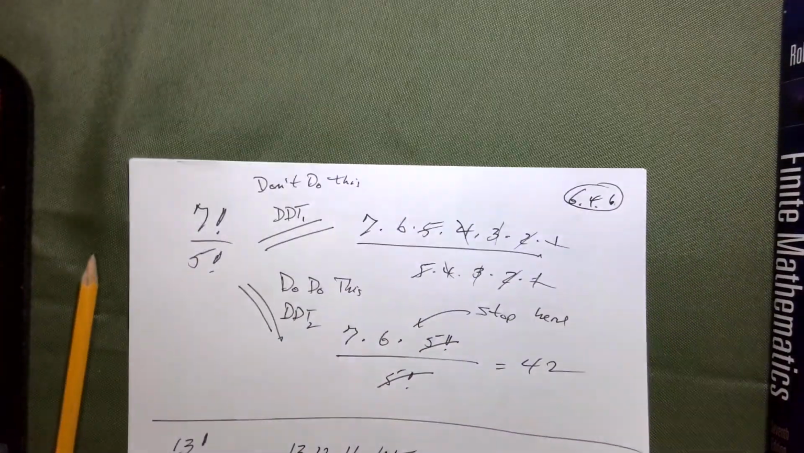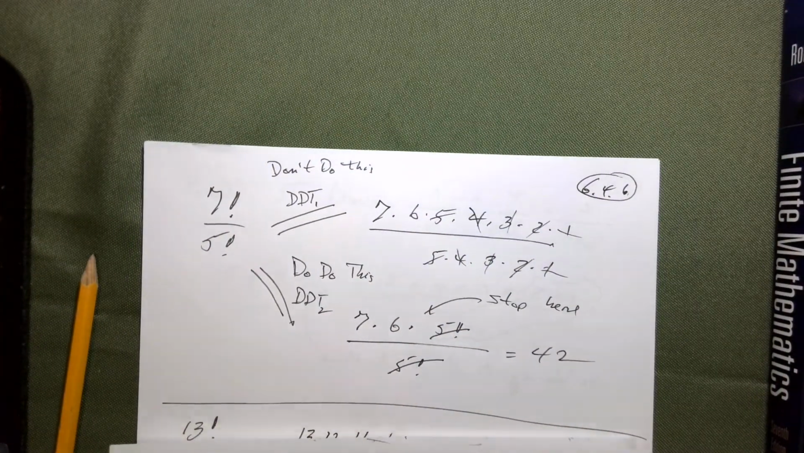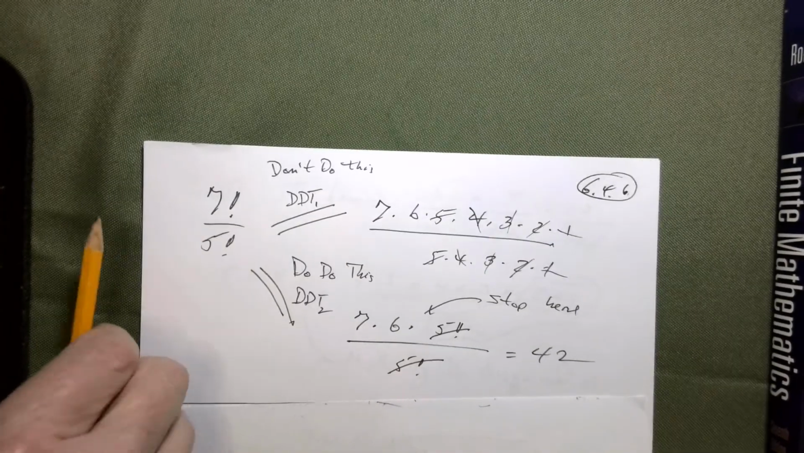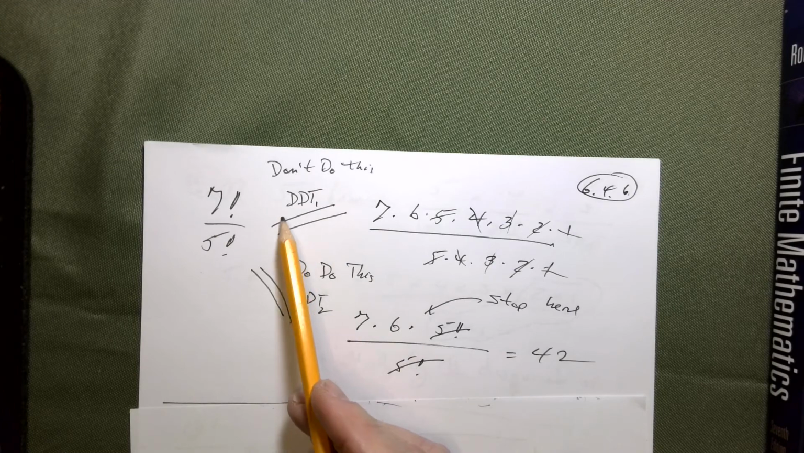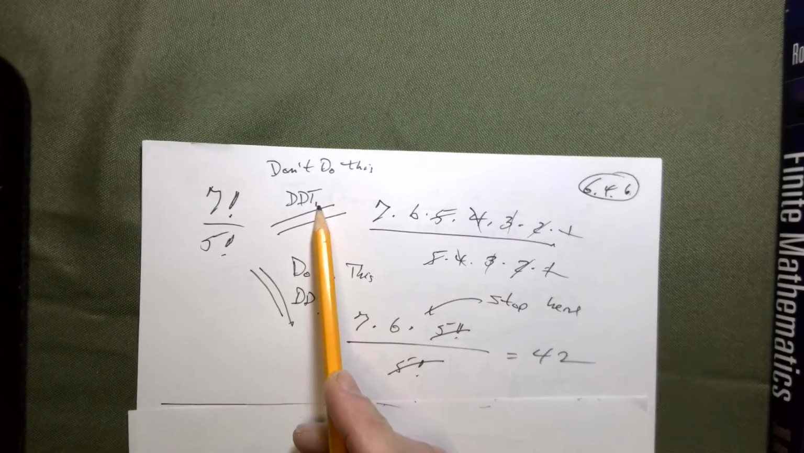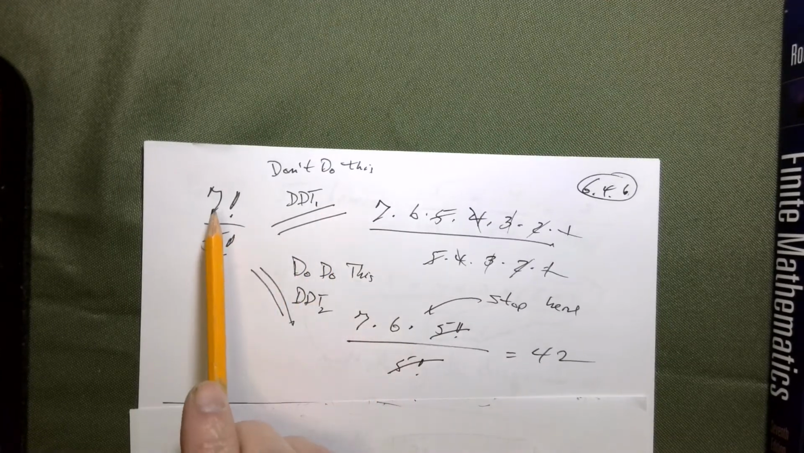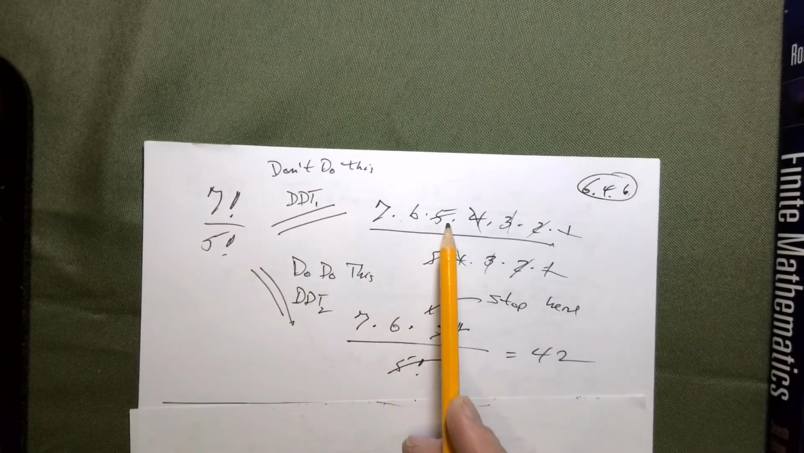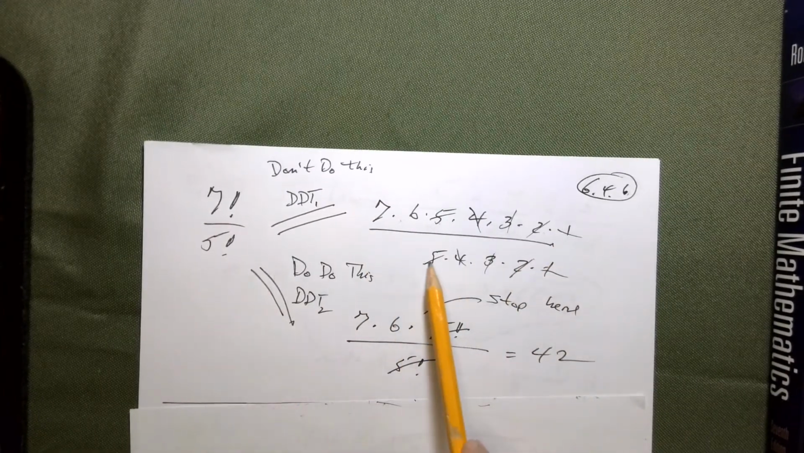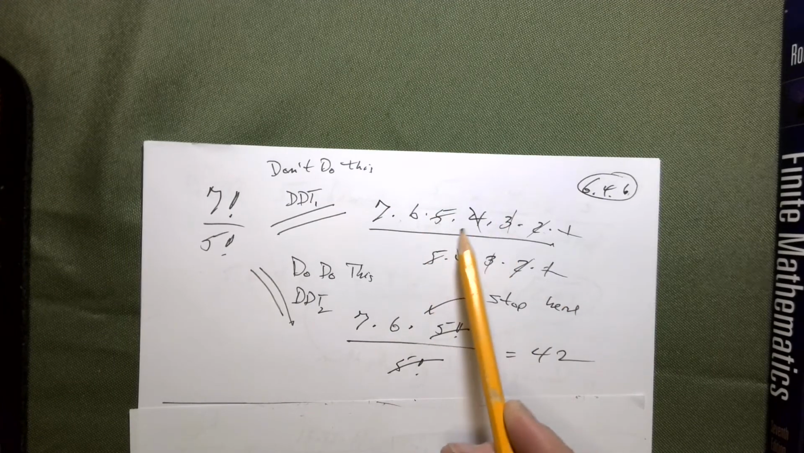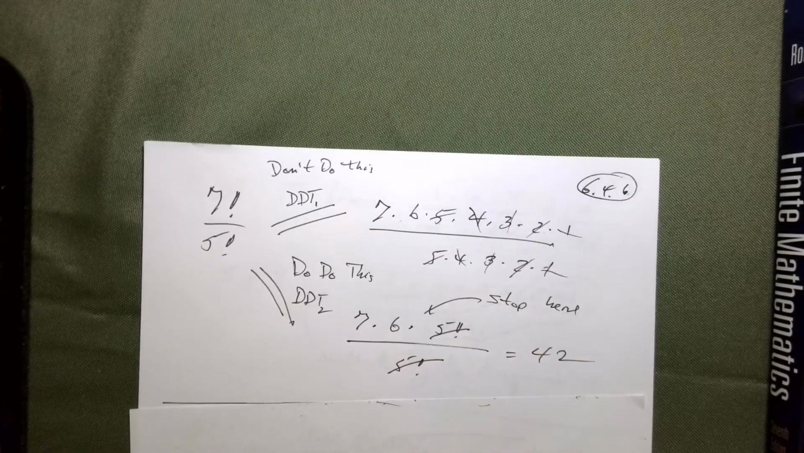Suppose I have 7 factorial divided by 5 factorial. Now DDT subscript 1 means don't do this, okay? So you could take 7 times 6 times 5 times 4 times 3 times 2 times 1 divided by 5 times 4 times 3, and then you cancel out, correct?